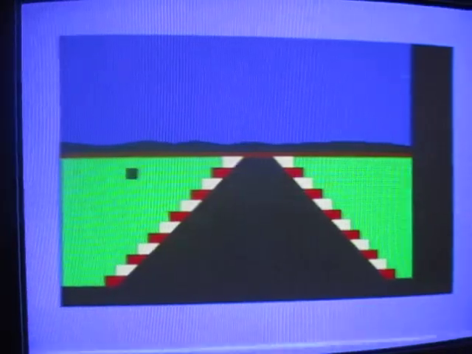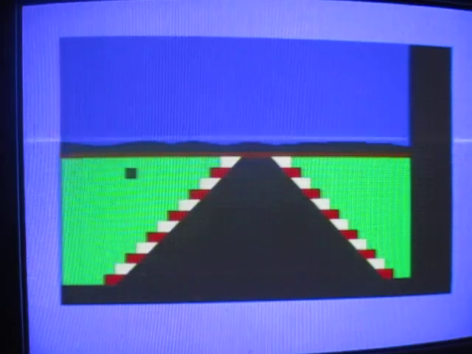This is a problem. What with your graphics skills, man, Commodore? Not quite.